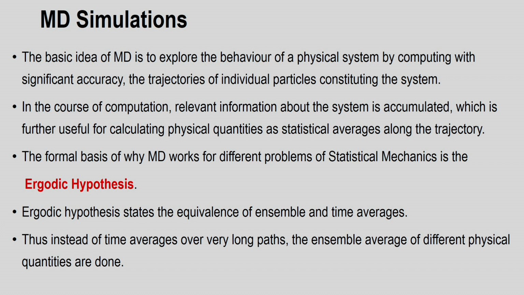So, the formal basis of why MD works for different problems of statistical mechanics is what is called the ergodic hypothesis. There is a concept that is very common and fundamental to statistical mechanics. What it says is that the ensemble average of a system is the same as the time average. So, a time average can actually be replaced by the ensemble average. Let us see what we mean by that.